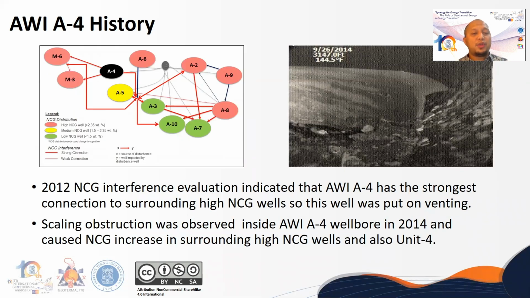Based on the 2012 SG interference evaluation, it was indicated that AWI-4 has the strongest connection to surrounding high NCG wells. That's why this well was decided to be put on venting, or kept discharging to the surface. And unfortunately, in 2014, scaling was observed inside the wellbore of AWI-4, and the situation caused NCG increase in surrounding wells, including Unit 4 power plant, due to the NCG interference effect from AWI-4.